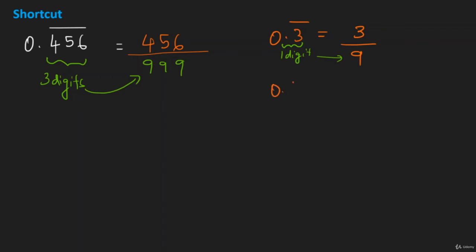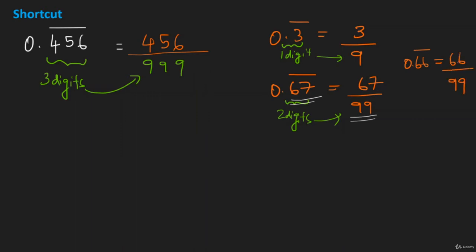What about 0.67 bar? That would be 67 divided by 99, because 2 digits are getting repeated in the decimal section, right? That's why you have 2 nines over here. Alright, now what about 0.66 bar? That would be 66 by 99. In all these cases, the whole decimal section was getting repeated.